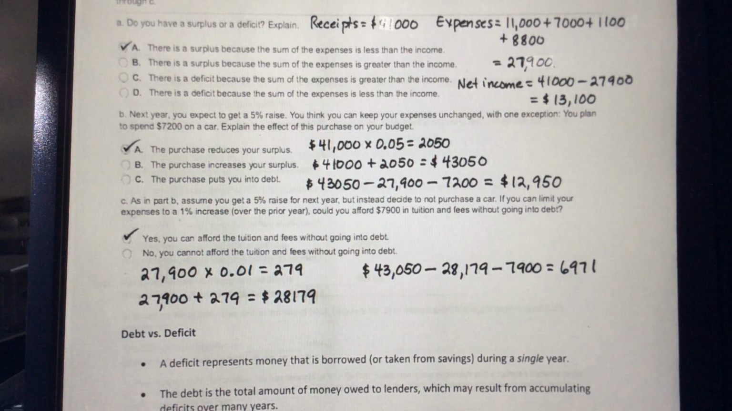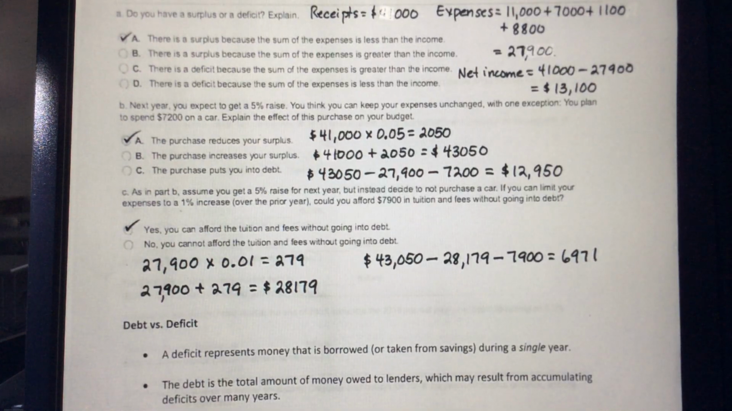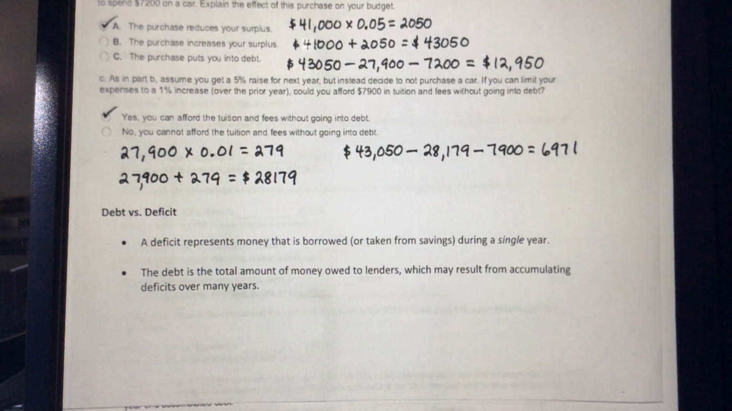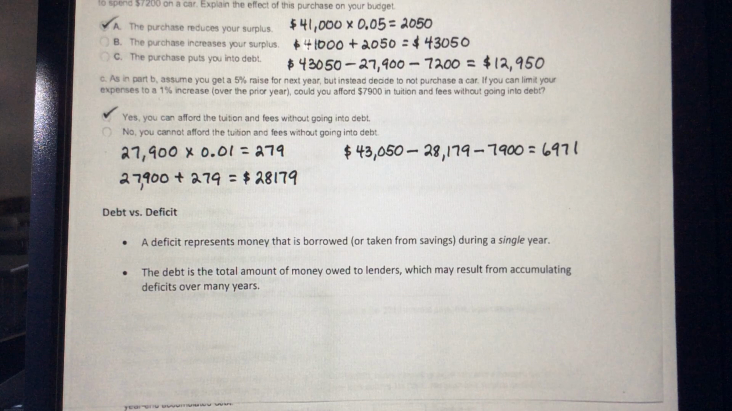Okay, so that's how we can determine whether we have a surplus or a deficit. Next we'll talk about what debt is versus what deficit is. A deficit represents money that is borrowed or taken from savings during a single year. The debt is the total amount of money owed to lenders, which may result from accumulating deficits over many years.